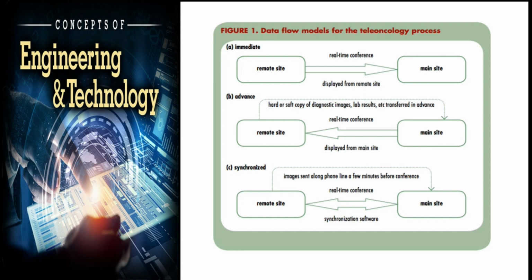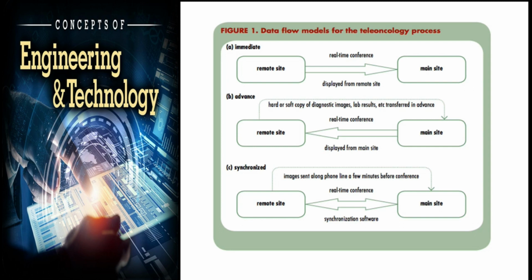Another classification method we have is the advanced one. When you are looking at the advanced one, the patient visits the remote site. From the remote site, all the information, like lab results and images, will be transferred either in hard copy or soft copy to the main site. From the main site, they will establish the real-time conference towards the remote site. So this is the advanced. Here all the information is shared through hard copy or soft copy: all the images, lab results, all the clinical results. So the clinicians will have the information, they will analyze it, and then they will establish the connection with the remote site.